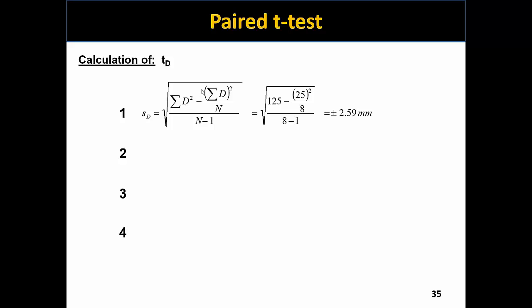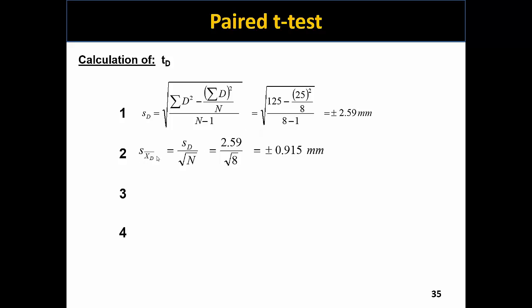We're going to subtract that by the sum of the difference values. Once that sum is added up, then we square it, as opposed to squaring each value and then adding it up. We divide it by the sample size, and then we divide the whole quantity in the numerator by the degrees of freedom, and then we take the square root. And so what I've done here is I've substituted the numbers, and we come up with a standard deviation of the difference scores to be 2.59 millimeters.